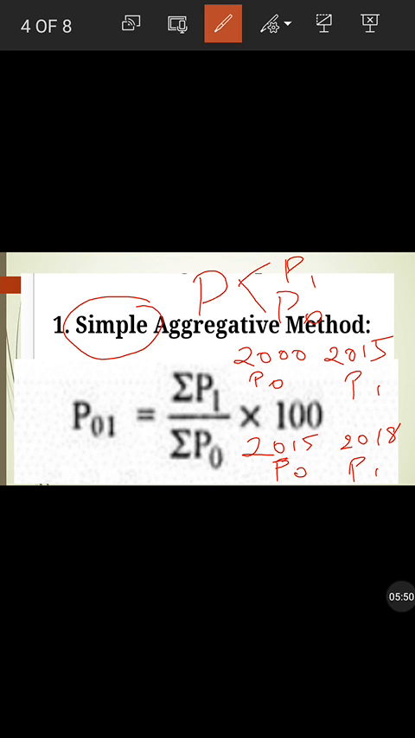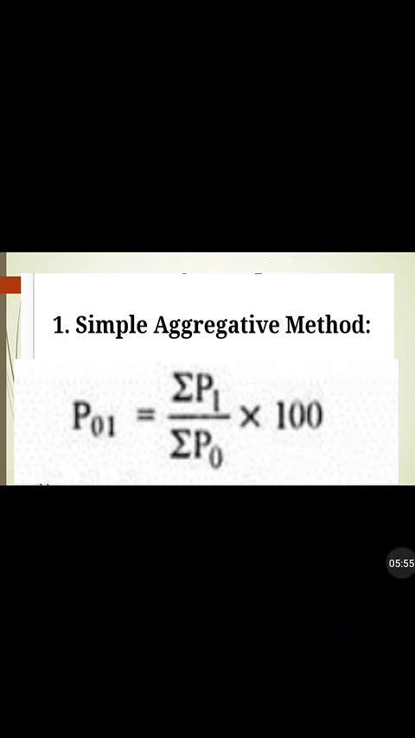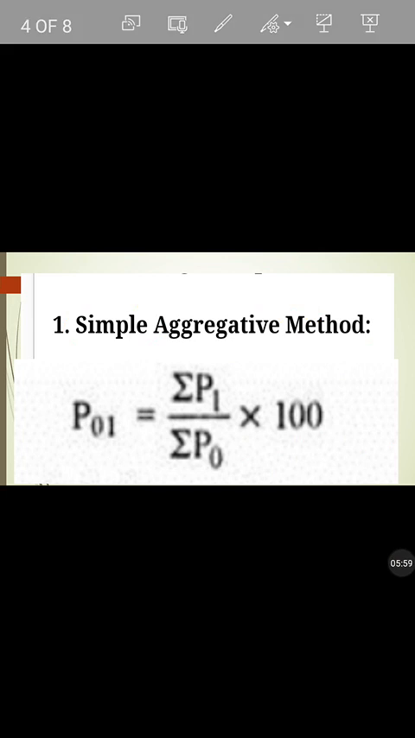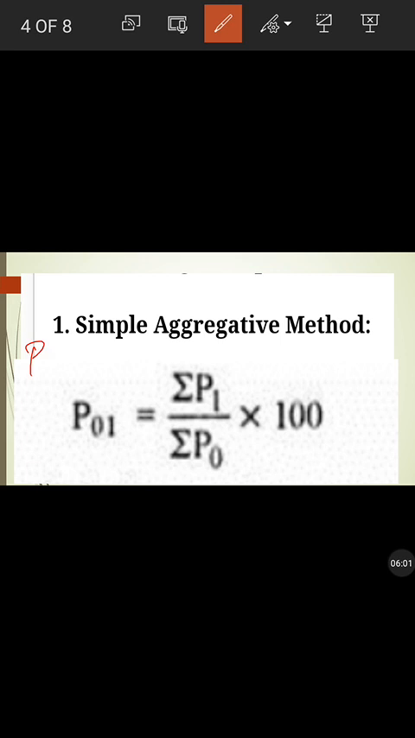So here you can see that there are two prices, that is P0 and P1. What is P0? P0 is the base year price.